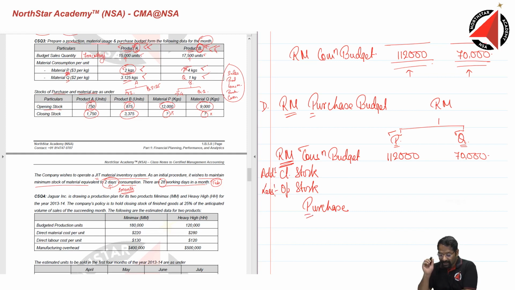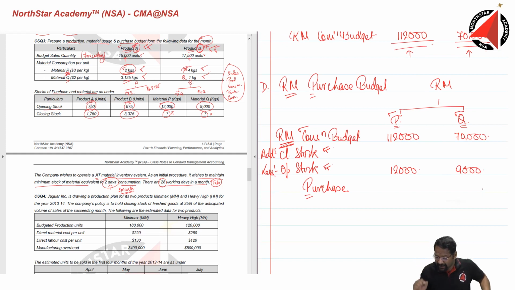Fine. So now answer my question. What is the closing stock of raw material? Is it given? No, that is not given. So forget it. We will calculate later. Is the opening stock given? Yes, opening stock is given. How much is the opening stock? So it is 12,000 and 9,000 is the opening stock.